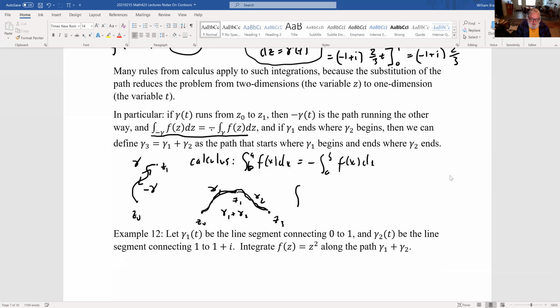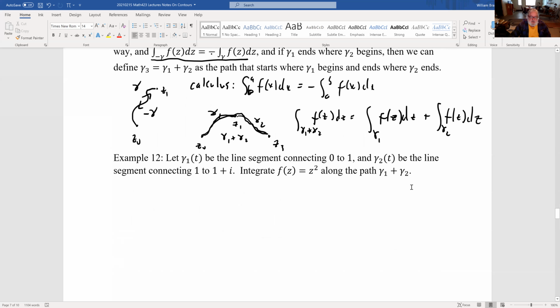The integral along gamma 1 plus gamma 2 of f of z dz equals the integral along gamma 1 of f of z dz plus the integral along gamma 2 of f of z dz. And that breaks down to the usual calculus thing that if you integrate from a to b and then from b to c, that's the same as integrating from a to c. And that's a plus sign in there.